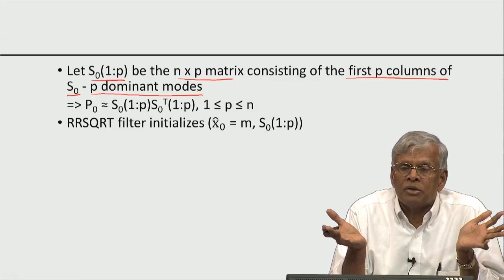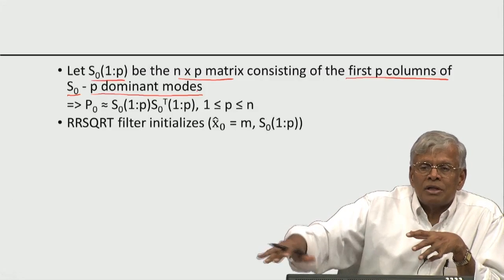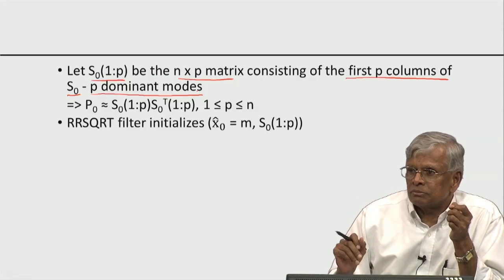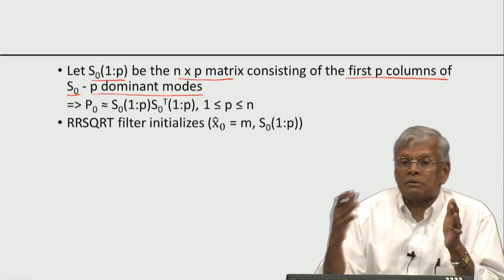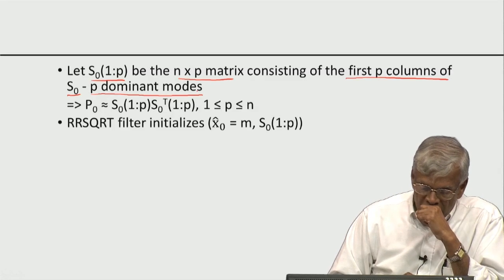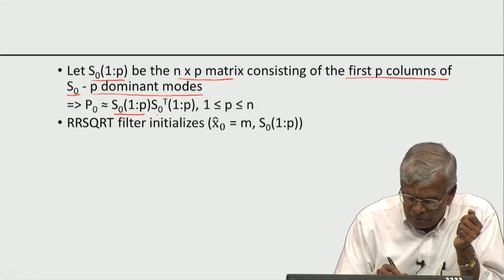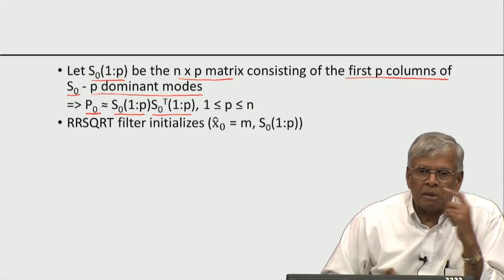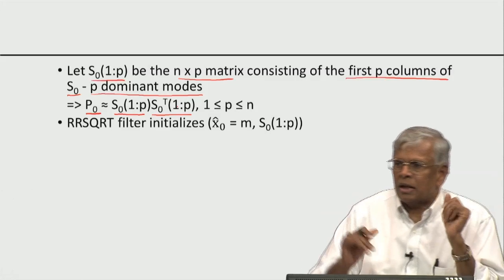What do you mean by dominant modes? The eigenvalues are the larger ones. The ones that I am dropping together, the total sum is less than 10%, less than 5%, less than 1%. So I am trying to divide the eigensystem into dominant modes and not so dominant modes. I am simply collecting all the dominant modes together. In that case, I can take this S naught 1 colon p and S naught transpose 1 colon p for some p in the range 1 to n, and approximate P naught by that. So what is this? This is the rank p approximation of P naught.